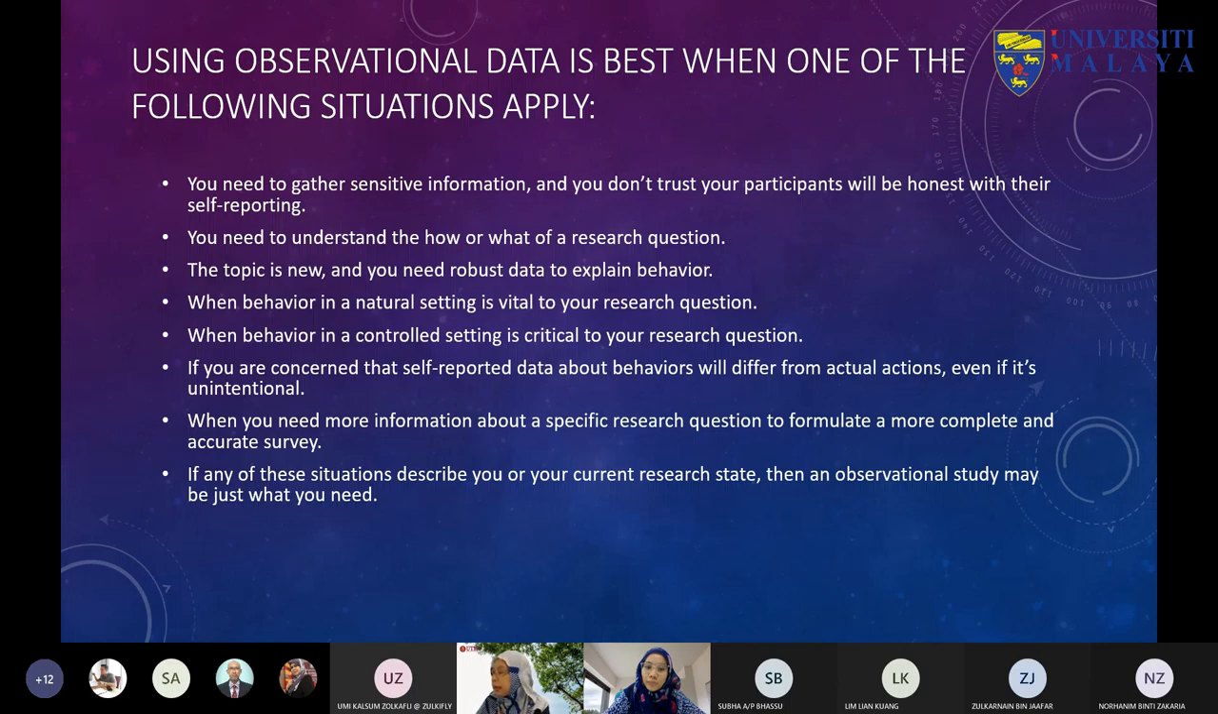Because you must have something in order to observe. That means what you are going to observe 5 minutes after the COVID-19 vaccine, 10 minutes after.